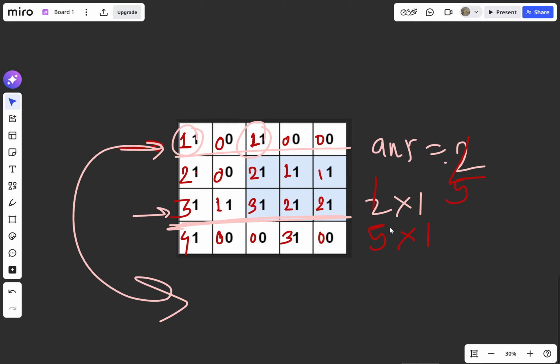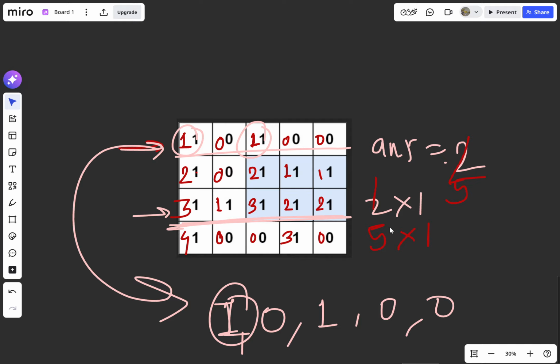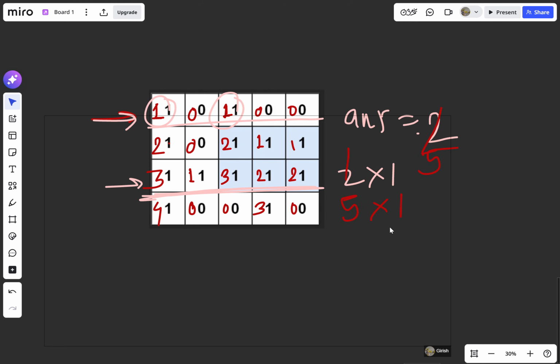Okay, so to find out the rectangle size, we will look at all the prefixes. Let's write them down: all the prefix sums were 1 0 1 0 1 0 and 0. Here there is a 1, so the maximum size of that rectangle can be only 1 by 1. Now let's see the third row.